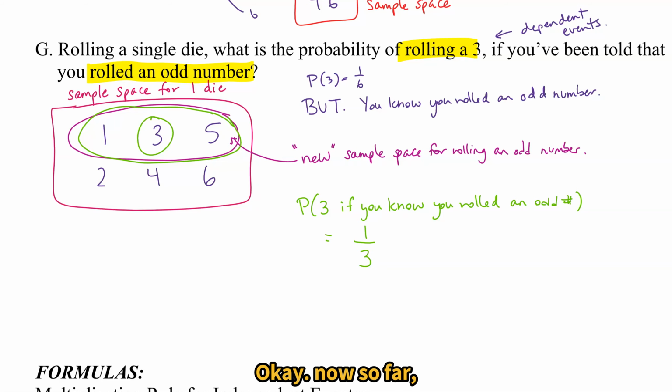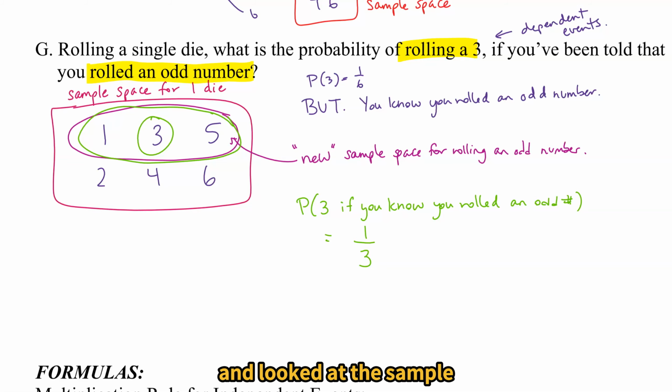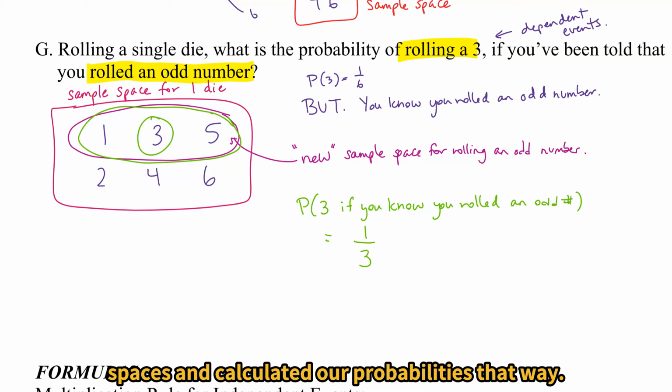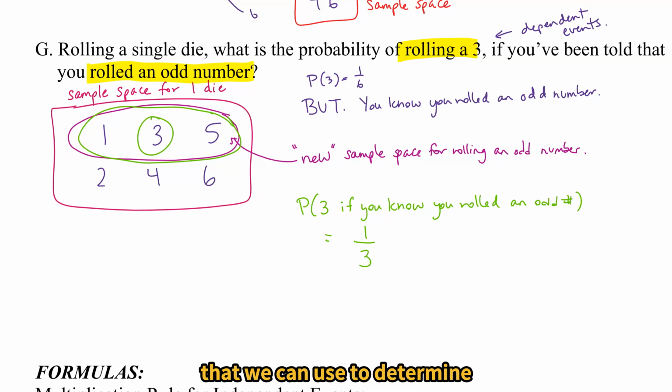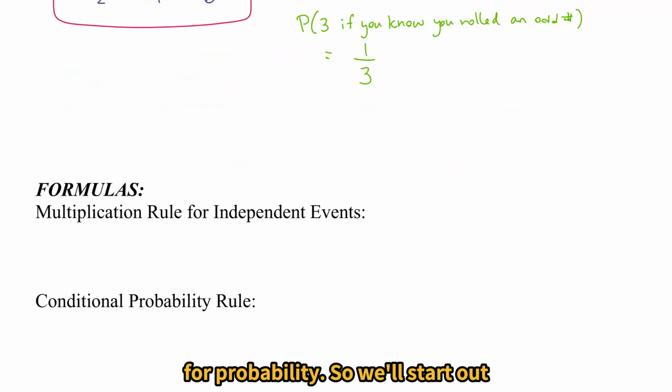Now, so far, all that we've done with this idea of independent events and dependent events is reason it out. We've used our intuition. We've used what we know about probability and looked at the sample spaces and calculated our probabilities that way. There are formulas that we can use to determine dependent and independent events, and these are called the multiplication rules for probability.